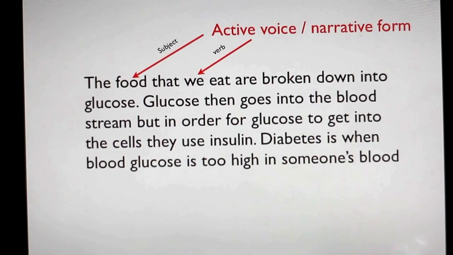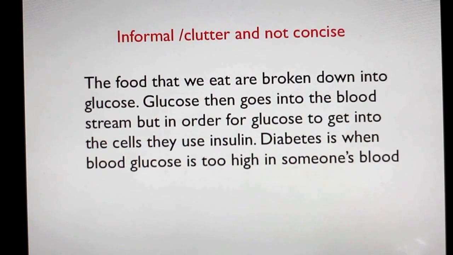Next, you observe active voice or narration form. The entire passage has been written to narrate a story. So in the food we eat, the food is the subject, followed by the verb and then the object. You want to change that to passive form. The next thing you observe is a lot of informal clutter, and it is not concise.